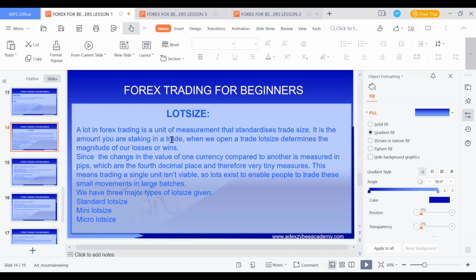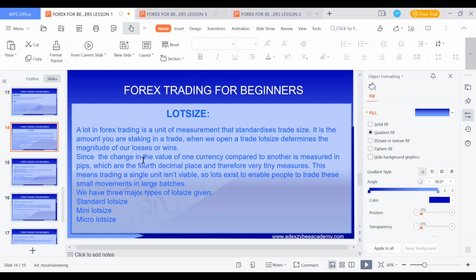If price should make 10 pips in your favor, how much profit are you going to make? That's going to be determined by the lot size. How much loss are you going to make if you take 10 pips in your disfavor? That's going to be determined by lot size. It is the amount you are taking on a trade. When we open a trade, lot size determines the magnitude of our losses or wins.